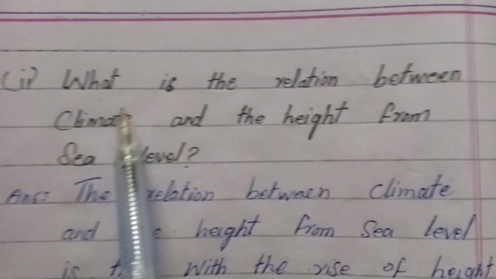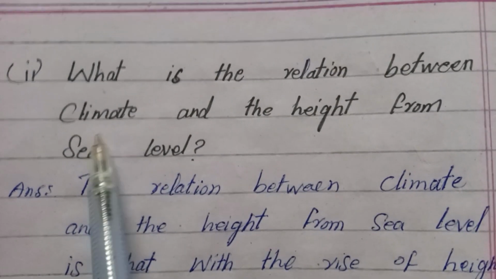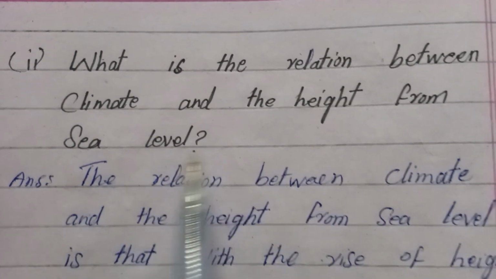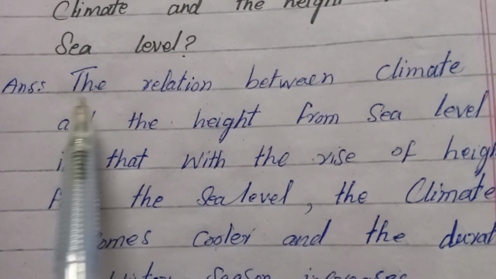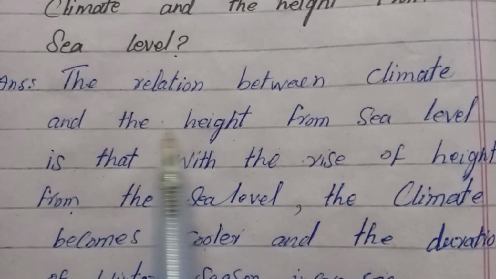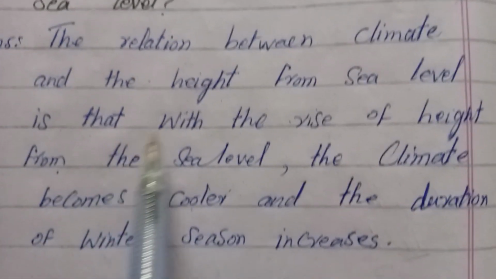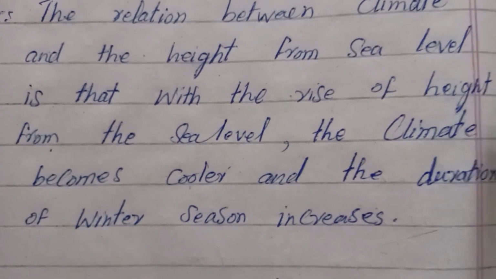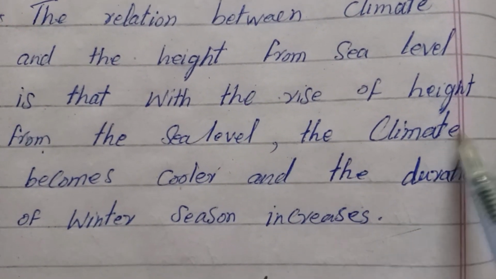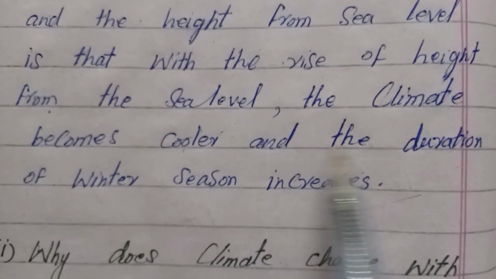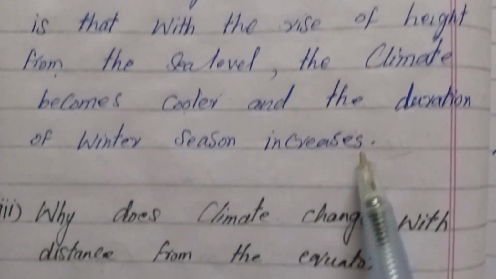Question number 2, what is the relation between climate and the height from sea level? Answer: the relation between climate and the height from sea level is that with the rise of height from the sea level, the climate becomes cooler and the duration of winter season increases.